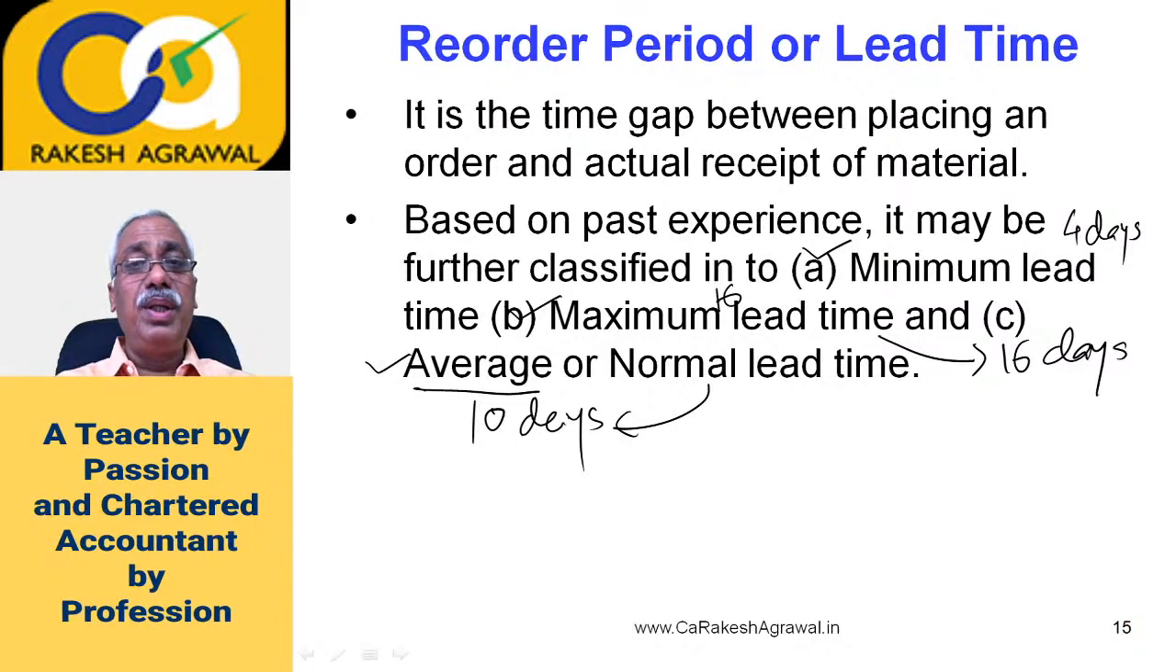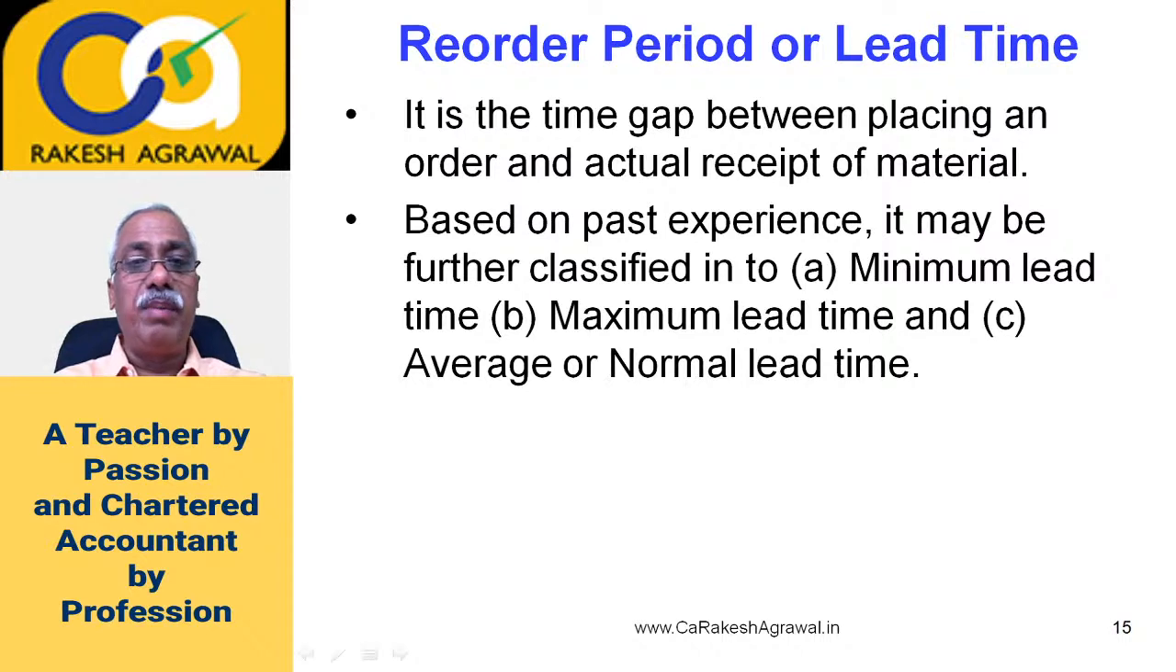Now sometimes what institute does, out of these three they will give you any two figures. Using these two figures you can calculate the third figure, using that formula minimum plus maximum divided by 2. So that much you have to handle. So lead time or reorder period is of three types, minimum, maximum and average.